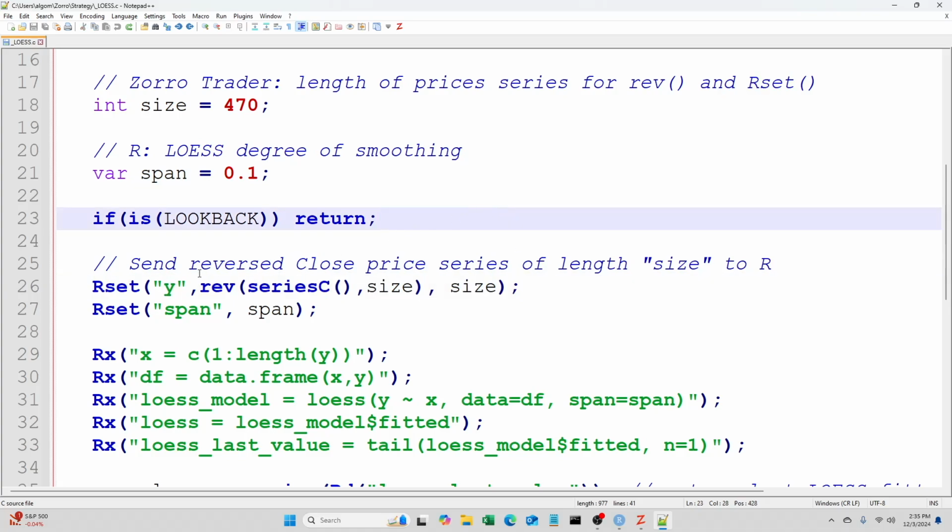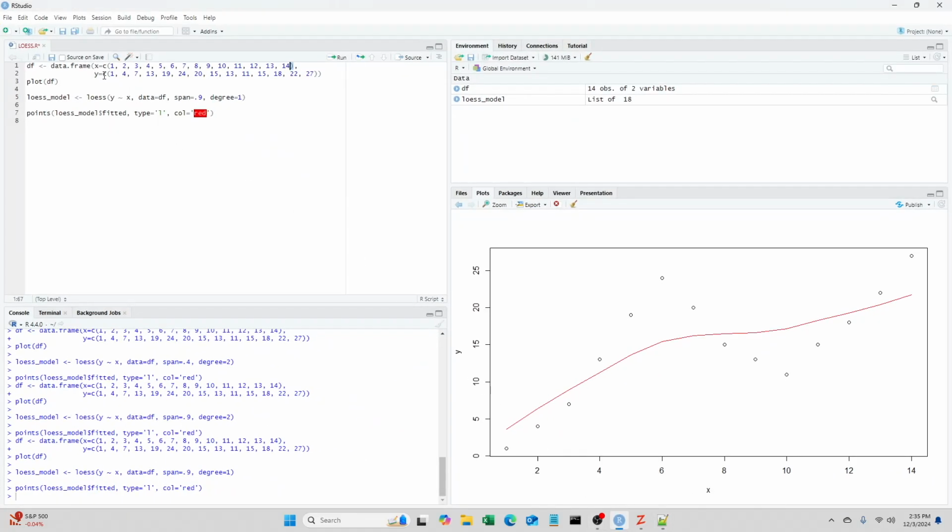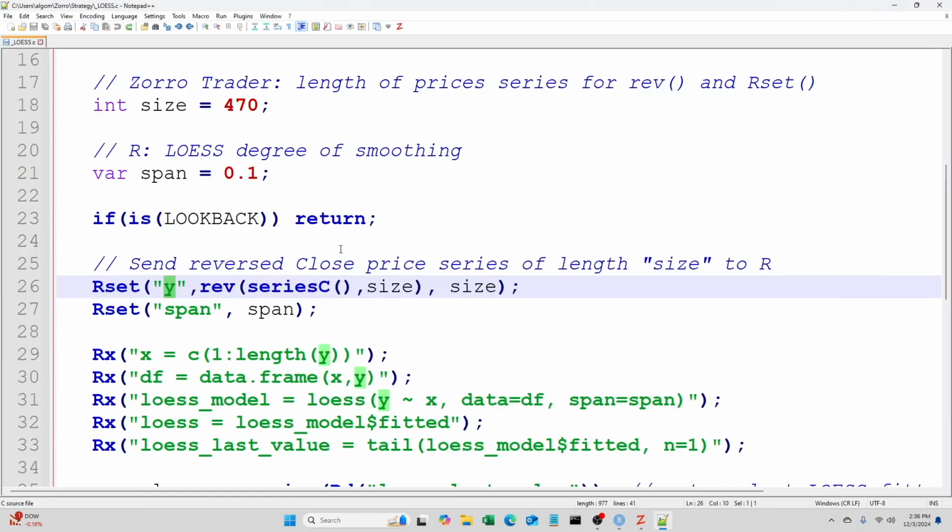This variable here is our dependent variable, a series of 470 closing prices. The parameter size is needed here because this is C, and C does not measure lengths of arrays by itself. You always have to specify it. If you look into the Zorro manual, sometimes this parameter is omitted, but that doesn't mean it's not there.